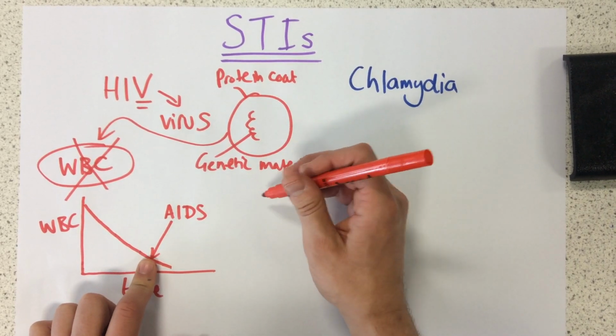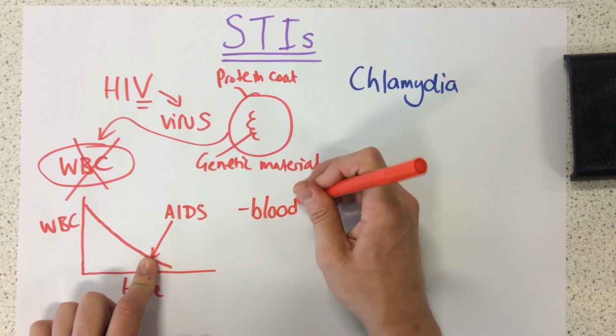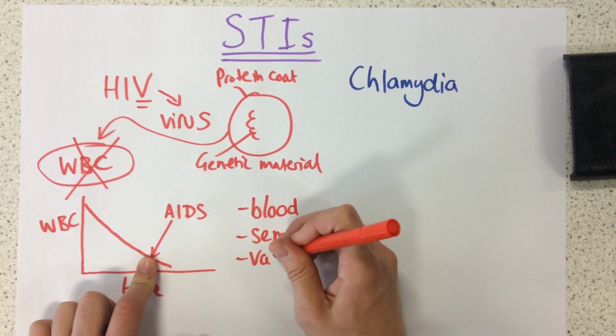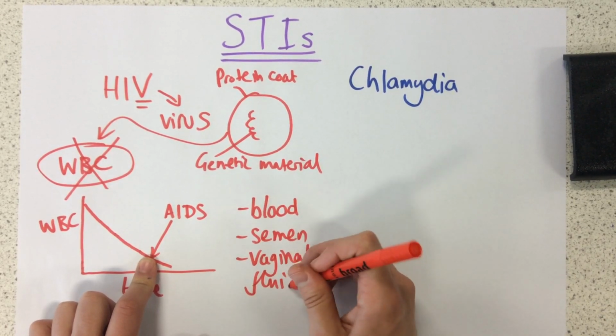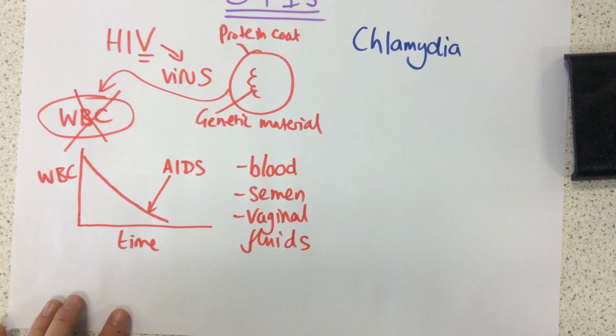So how is it spread? Essentially, HIV is spread in bodily fluids such as blood, semen, and vaginal fluids. So obviously it can be spread through sexual intercourse. It can't be spread through saliva and kissing.